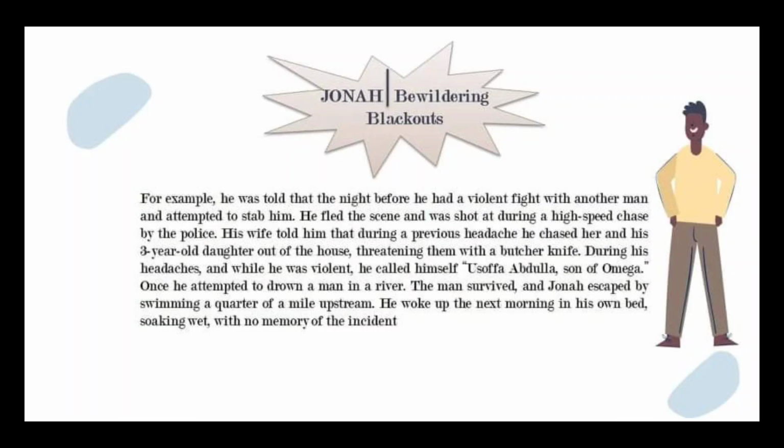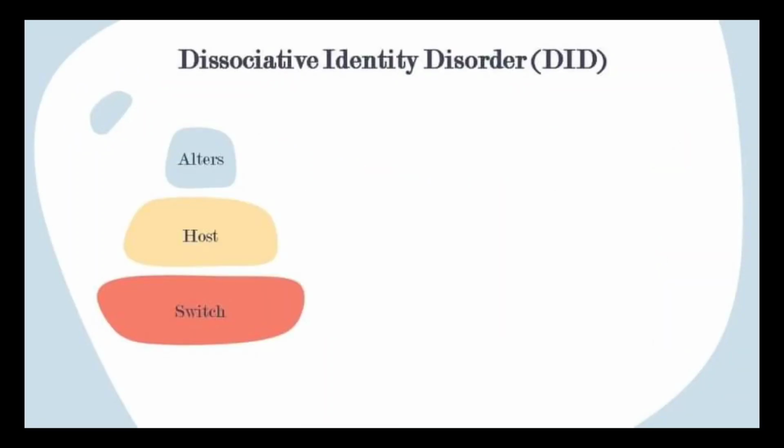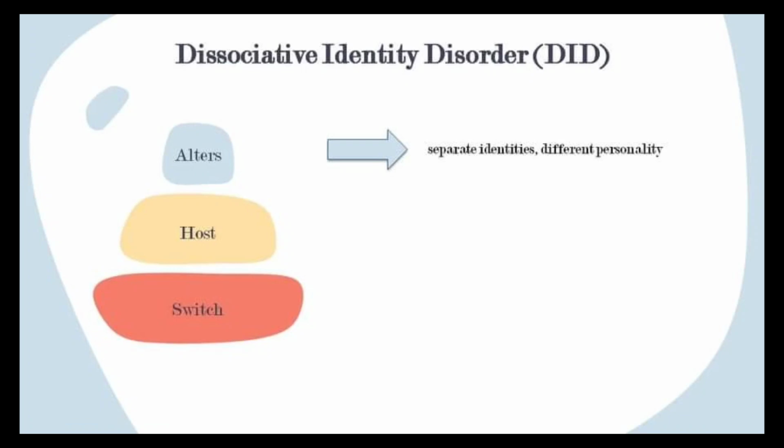So, characteristically, Jonah had no awareness about the 3 alters. But Sammy was most aware of the other personalities. King Yang and Usufa Abdullah knew a little bit about the others, but only indirectly. Further to DID, it has 3 characteristics. And earlier, I already mentioned the first characteristic, and it is the alter, which refers to different identities or personalities, or what we call separate identities.